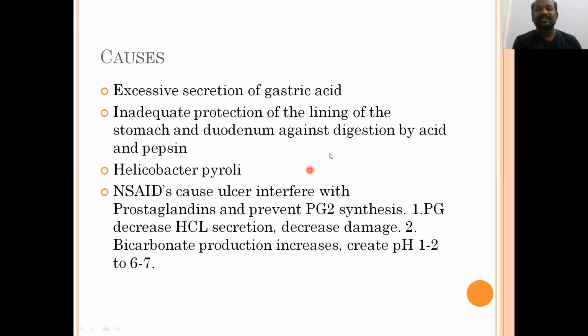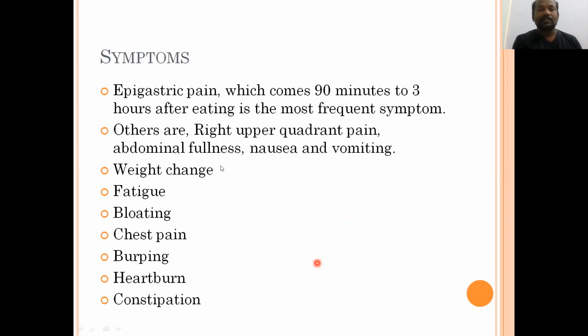Symptoms of peptic ulcer disease include epigastric pain, which comes 90 minutes to 3 hours after eating. This is the most frequent symptom. This pain comes at 90 minutes to 3 hours after a meal. So these are the common symptoms observed in peptic ulcer disease. Other symptoms include right upper quadrant pain, abdominal fullness, nausea and vomiting, weight changes, fatigue, bloating, chest pain, burning, heartburn, and constipation.